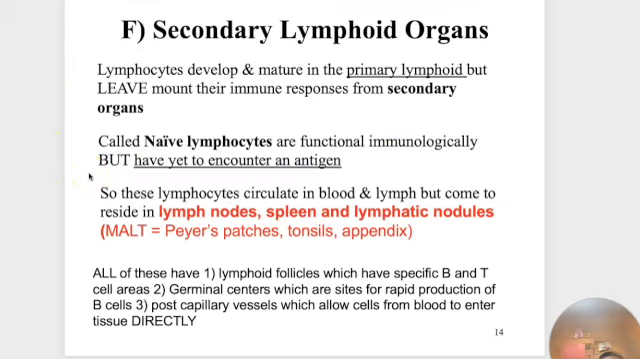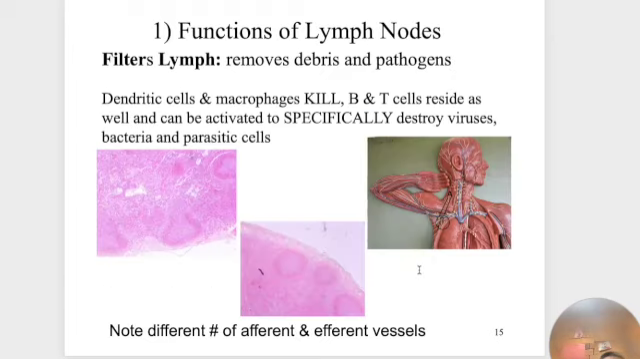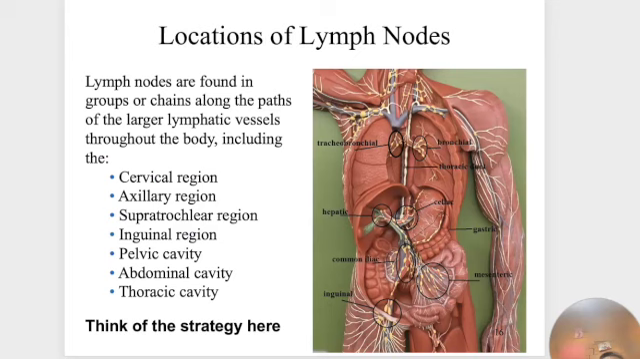Again, look up Peyer's patches. They are around the intestines. They look like little nodules on the intestines. So that's the lymph nodes.